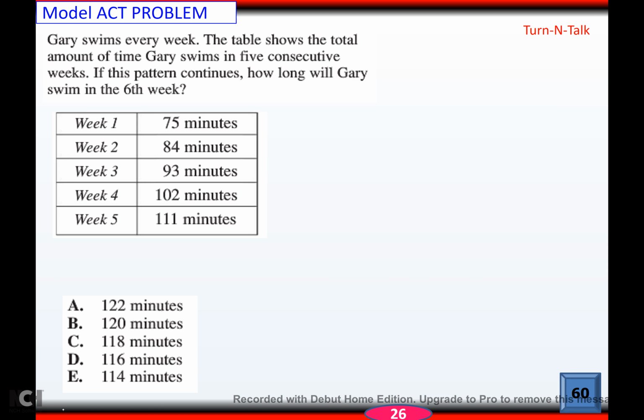Okay. All right, try this one. Hit pause. Come back when you're ready.